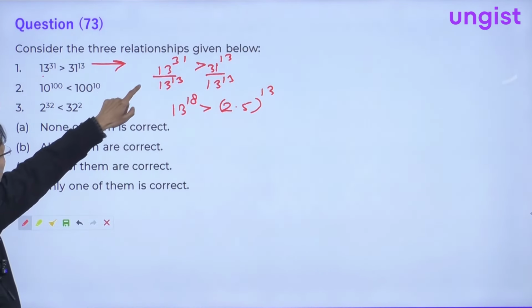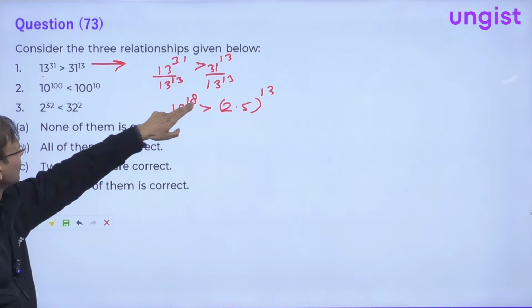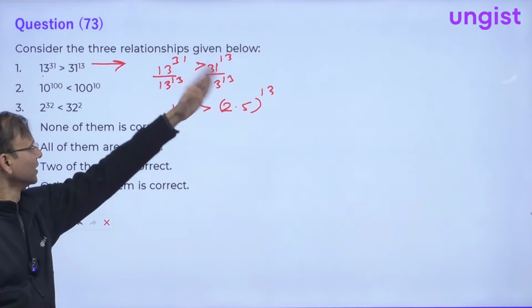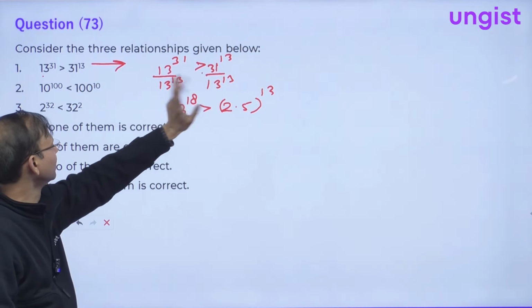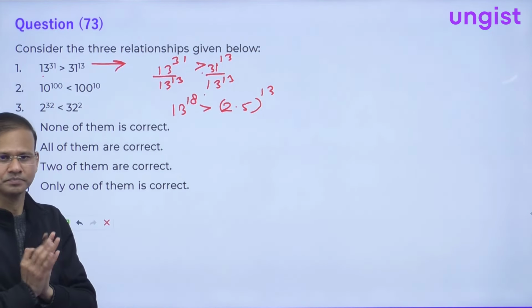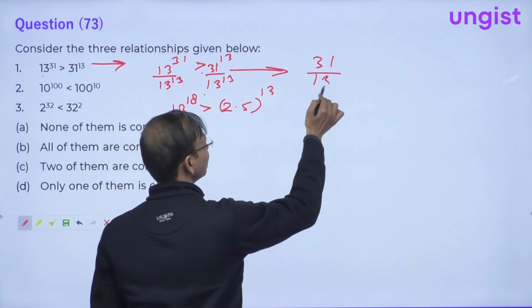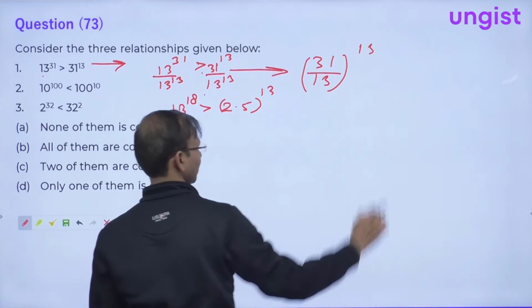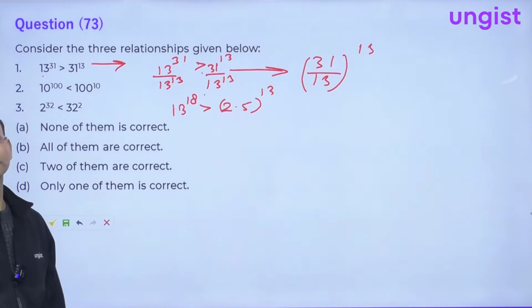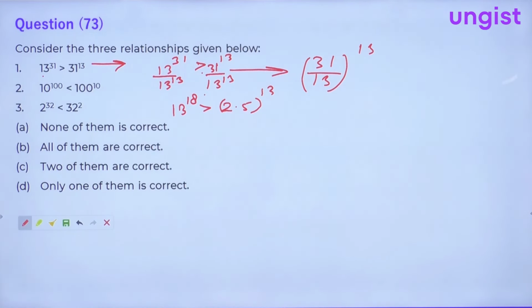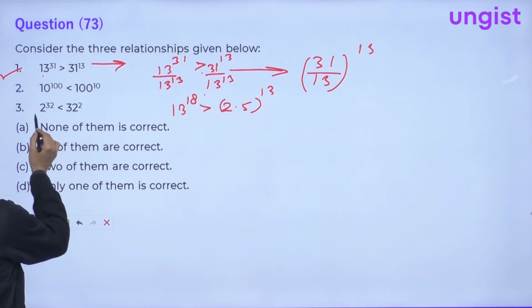So this will be 13 raised to the power 18, and on the other side, power 31, 13 would come out, so 31 by 13 raised to the power 13. Yes or no? So this is approximately 2.5, not exactly 2.5 but approx 2.5. Clear? So this statement is correct. That is the first. Second, guys, this one is completely wrong.